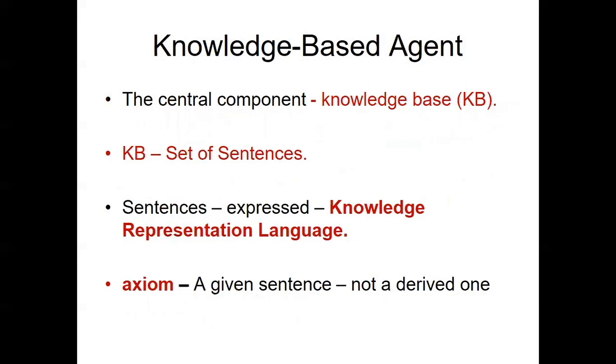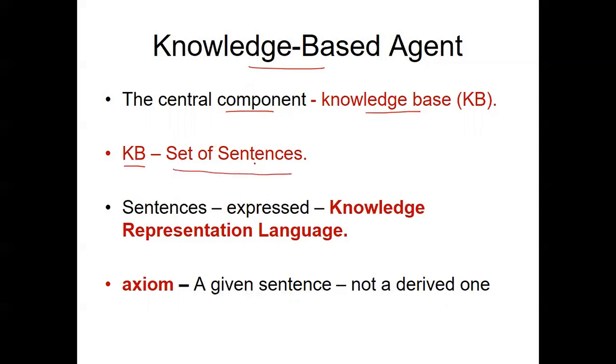So if an agent is using logic, that is, if it has the ability to represent knowledge, and if it can infer new facts from the existing knowledge, then such a system is called a knowledge based system. And the central component of a knowledge based system is a knowledge base. A knowledge base is something like a database which contains a set of sentences.